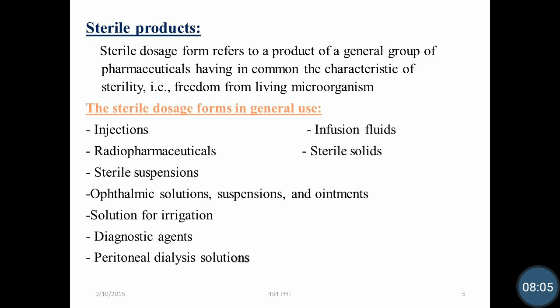Again, they should be free from all types of pyrogens. Okay, and again pyrogens, these are the metabolic products of the microorganisms. If they are mistakenly administered, then they may cause rise in the body temperature. So all sterile formulations should be free from pyrogen also. Okay, so this is the concept of sterile product.